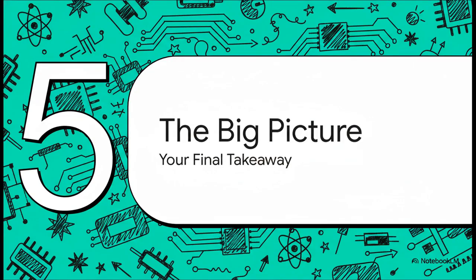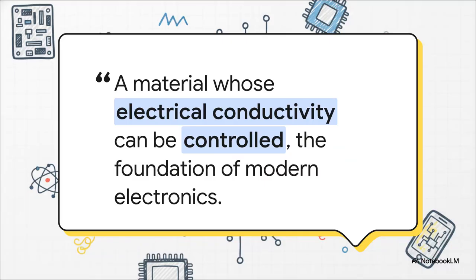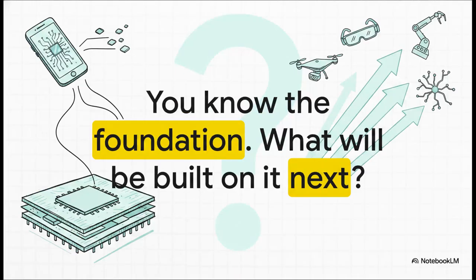Okay, we've covered a lot, from basic definitions to what's inside a computer chip, so let's bring it all together for one final powerful takeaway. This one sentence really says it all. The ability to control electrical conductivity is what turns a simple material into the bedrock of our digital age. It is not an overstatement to say that without this idea, the modern world as we know it just wouldn't exist. So the next time you pick up your phone, you'll know the secret that's hiding inside it. You understand the foundation now. The only question left is, what incredible new things are we going to build on this foundation next?